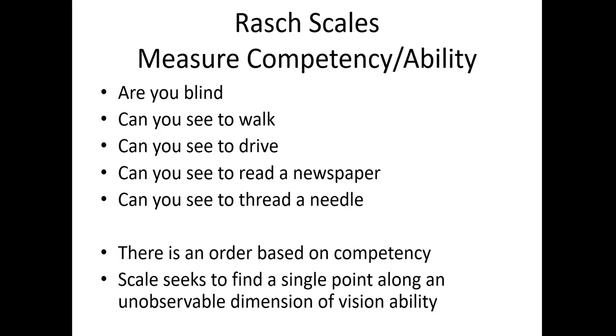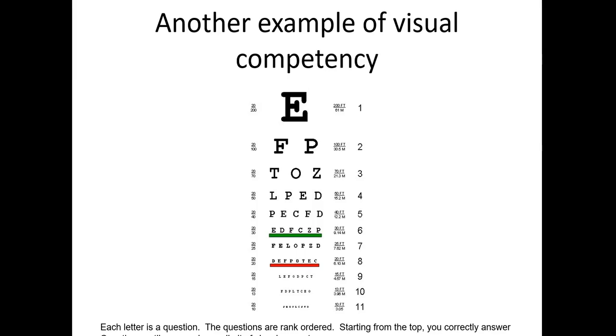So, for example, if you can't see at all, you have the lowest visual competency. But if you can see well enough to walk, you're a little bit better. And if you can see to drive, you're even a little bit better. If you can read a newspaper, better still, and thread a needle, even better. There is an order based on the competency, and the idea is that the scale seeks to find a single point along an unobservable dimension of this competency.